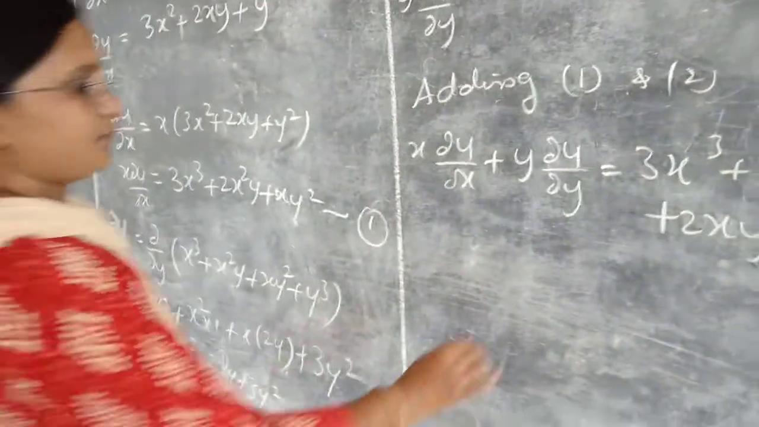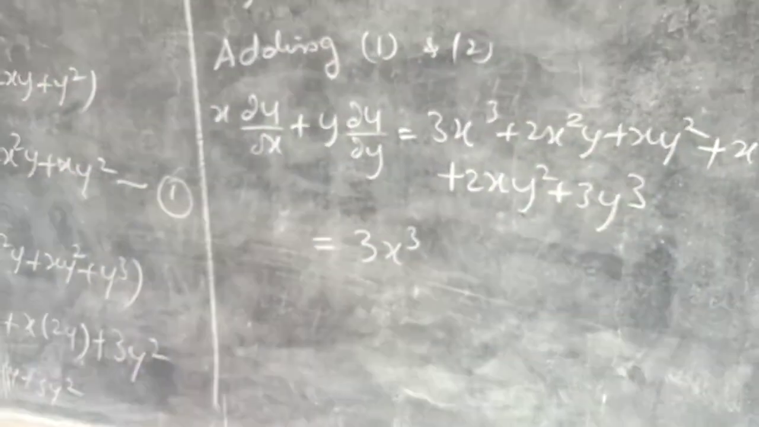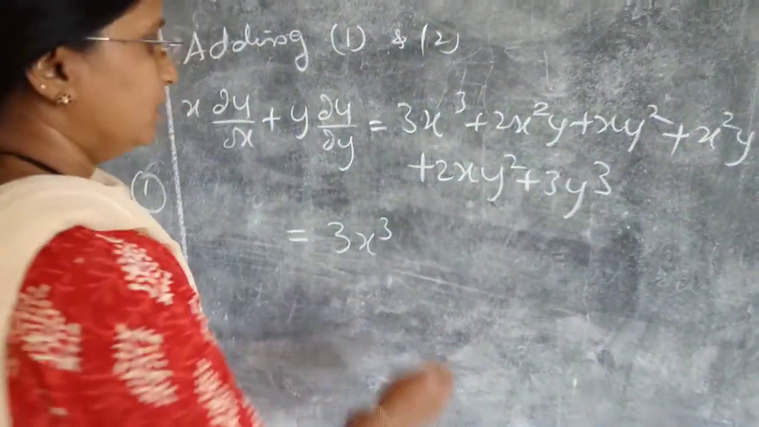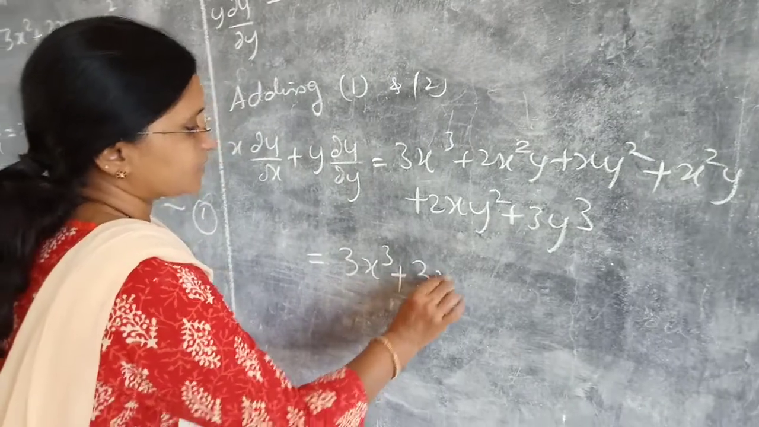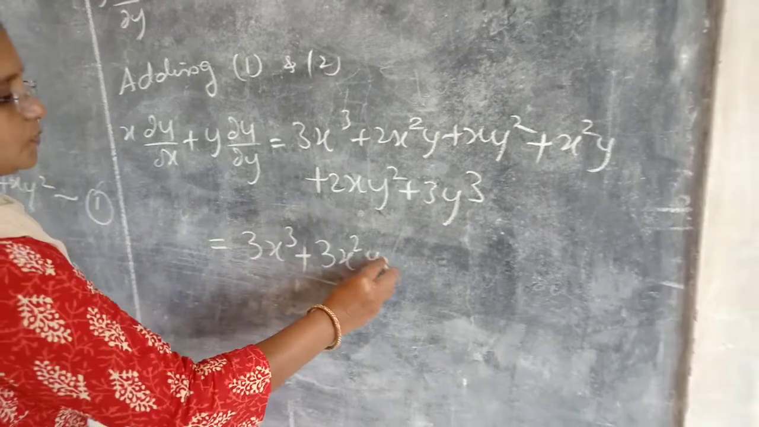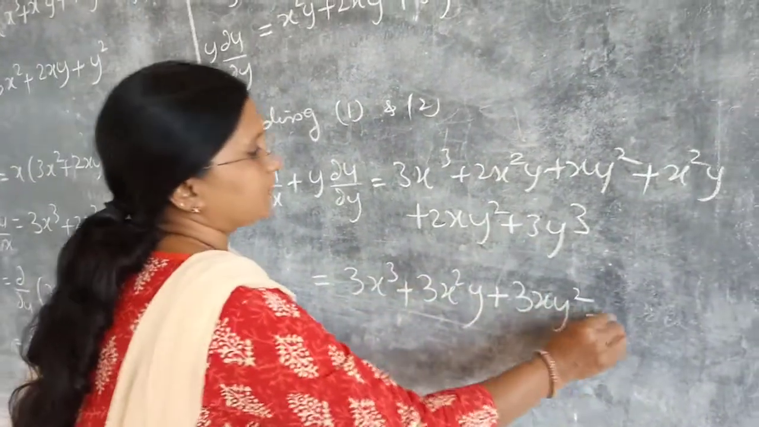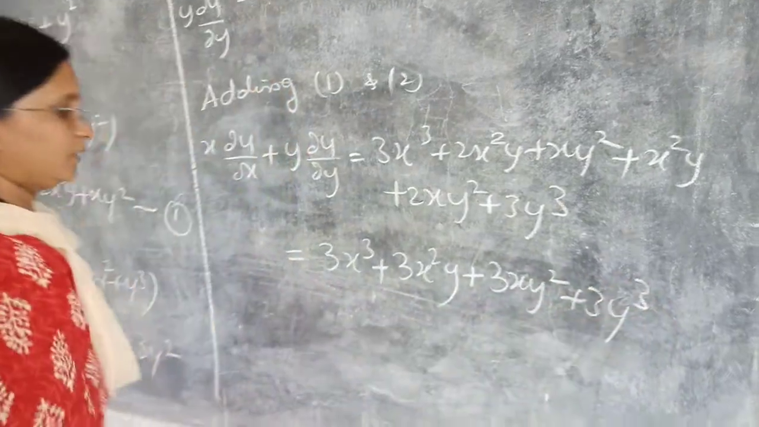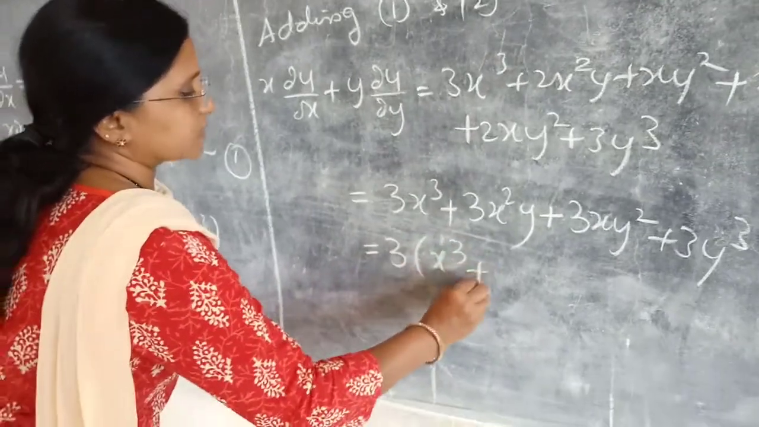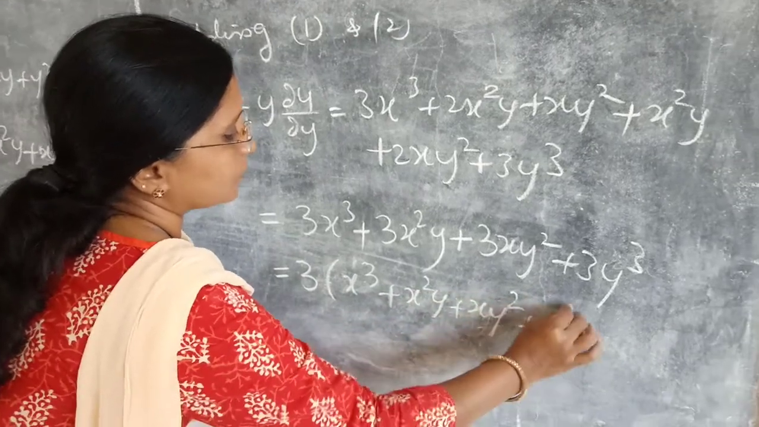Let us simplify this. We have 3x cube as it is. Here we have 2x square y plus x square y, the sum of these two is 3x square y. Next is xy square plus 2xy square, the sum of these two is 3xy square. And lastly we have plus 3y cube. All the terms contain 3. We can take 3 common, and we have x cube plus x square y plus xy square plus y cube.